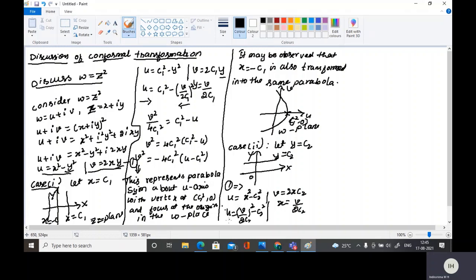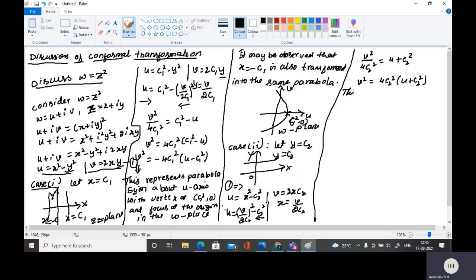Now simplification of this. You take c2 square to the LHS. It becomes v square by 4c2 square is equal to u plus c2 square. This is what we got. Is it clear? So from this, v square is equal to 4c2 square into u plus c2 square. This is like y square is equal to 4a into x plus h.